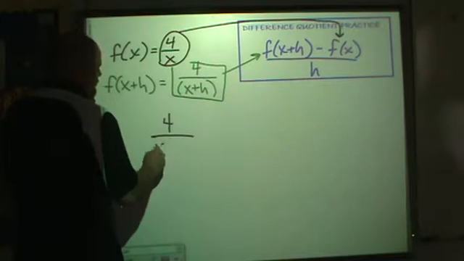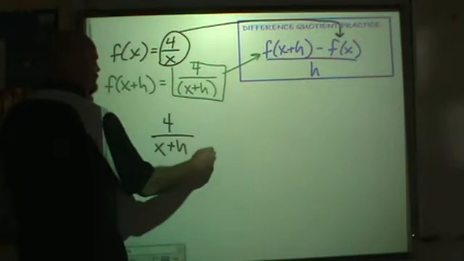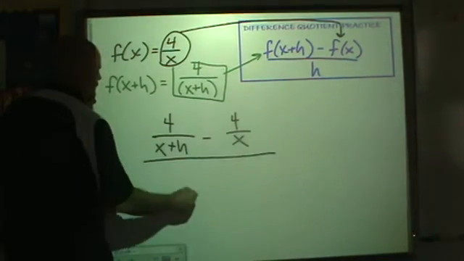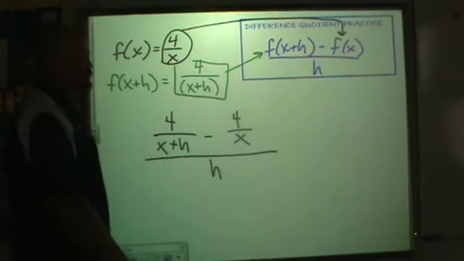4 over x plus h minus 4 over x, all over h.